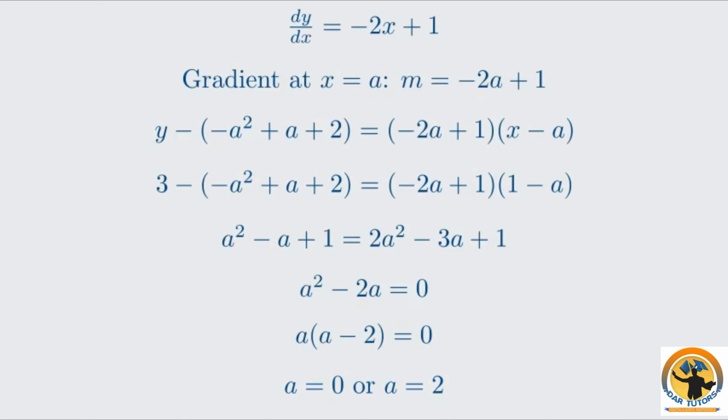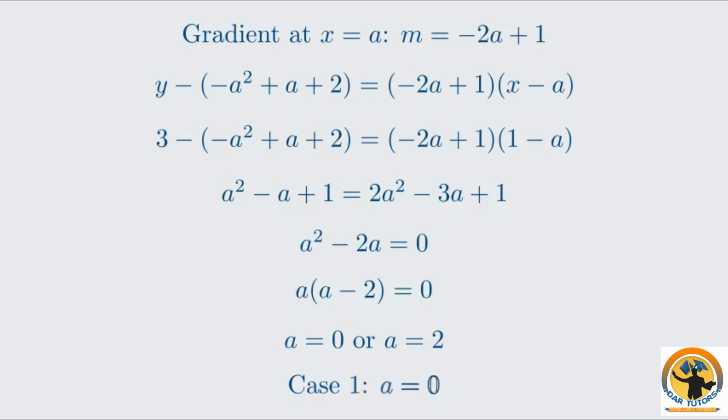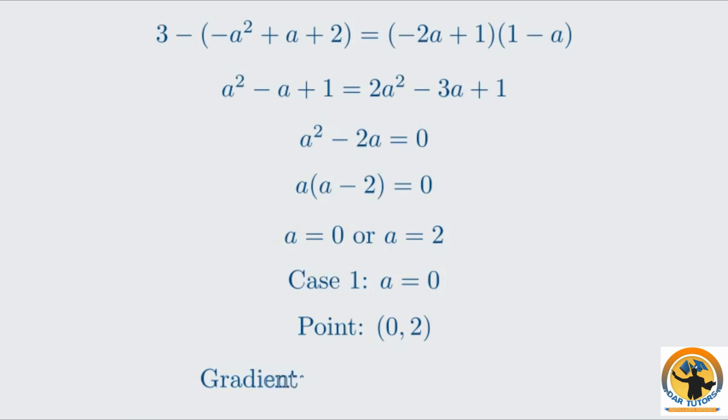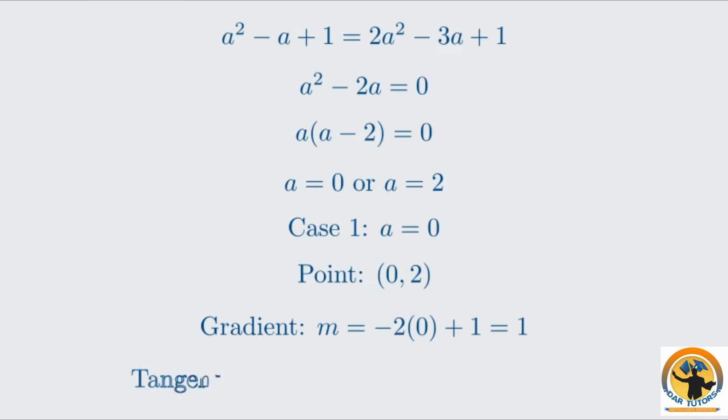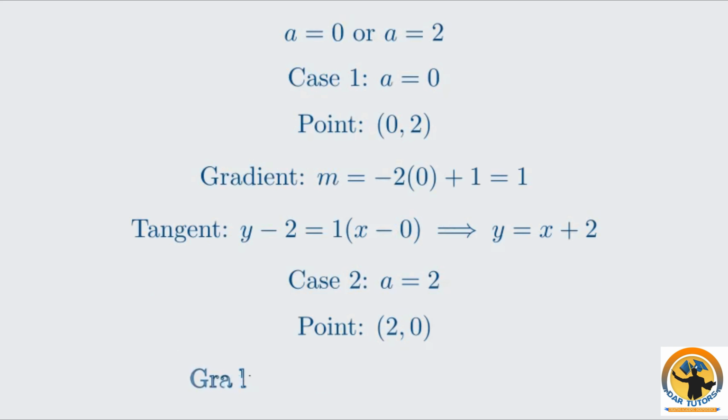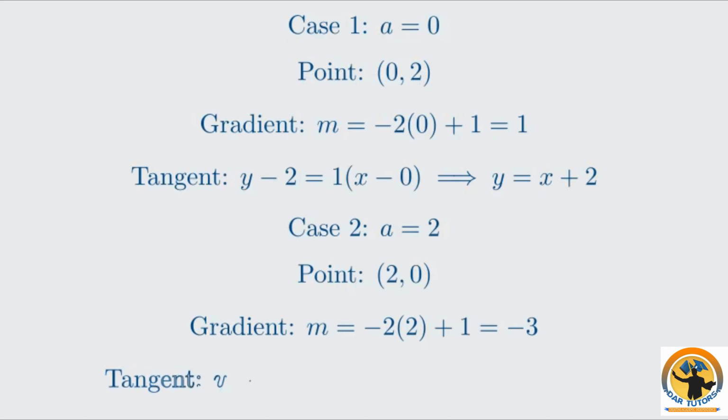We now find the equations of the two tangents. For a equals 0, the point of contact is (0, 2), and the gradient is 1. The tangent equation is y equals x plus 2. For a equals 2, the point of contact is (2, 0), and the gradient is 3. The tangent equation is y equals 3x plus 6.